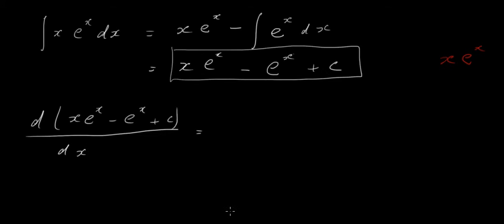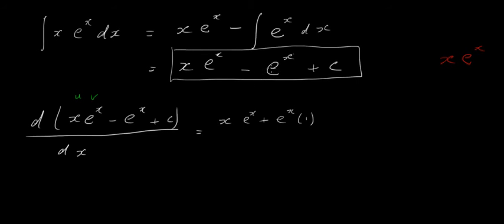Okay, so if you differentiate x e to the power of x, this is a product here, so we need to use the product rule, so it's u dv dx plus v du dx. So let's say this is our u here, this is our v here. So it's u dv dx, so it's x times dv dx, which is e to the power of x, plus v, which is e to the power of x, times du dx, which is just 1.